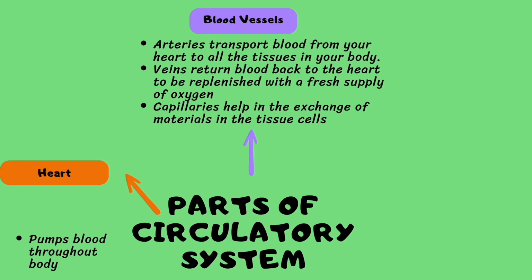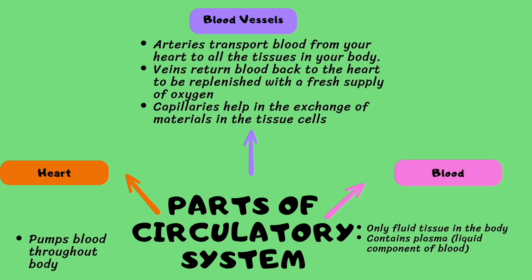The last part of the system is blood, which is the only fluid tissue in the entire body. It consists of plasma and three types of blood cells, which I've explained in detail in one of our previous videos. Now that we know this, let us move on to the different circuits.